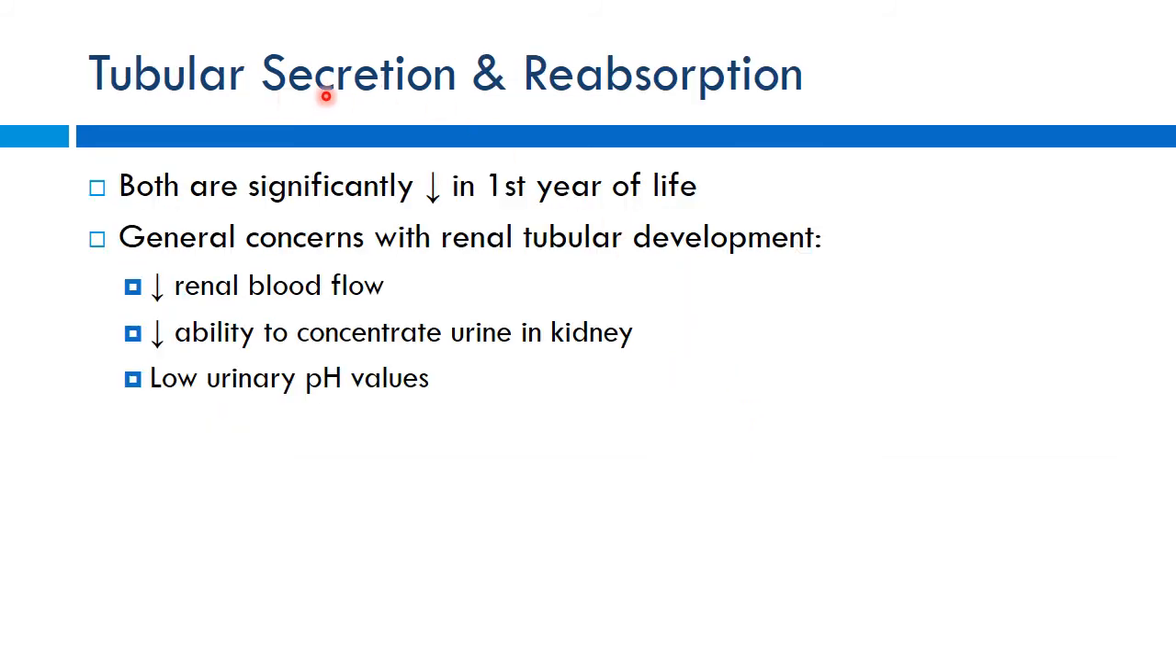So looking at tubular secretion and reabsorption, you're going to find that both of these are pretty significantly diminished in that first year of life. And so other things that can be affecting that renal tubular development is if they have any kind of impairment of renal blood flow. They may have decreased ability to really concentrate the urine very well. So you can see some electrolyte issues from there. And typically you're going to find lower urinary pH values. We know this can have an effect with reabsorption of certain drugs, especially the more acidic ones. They tend to be reabsorbed better at lower pH values.